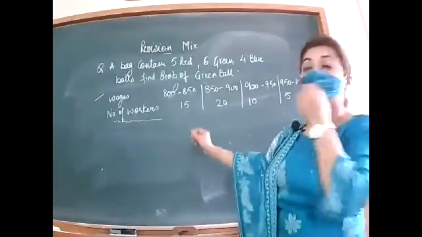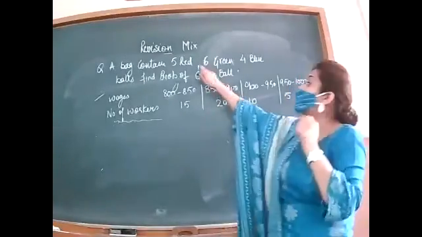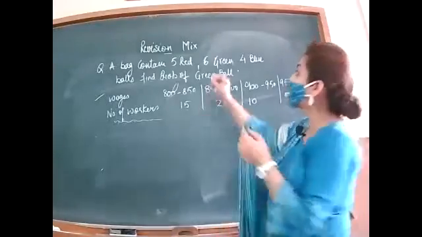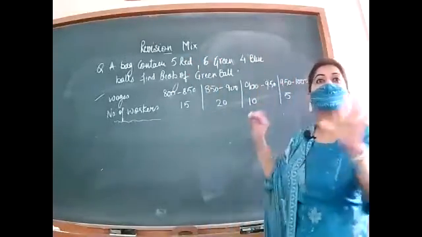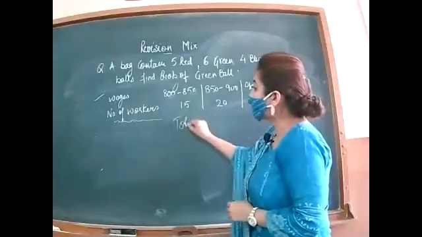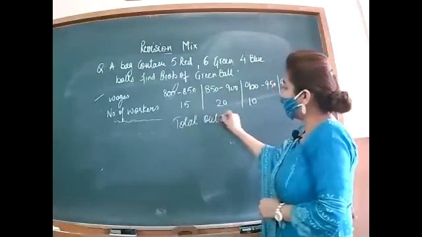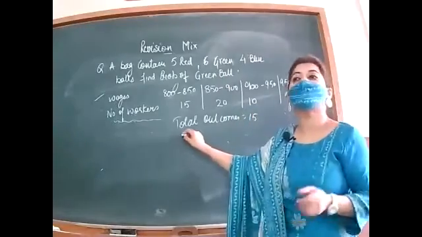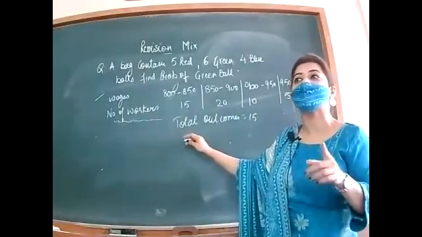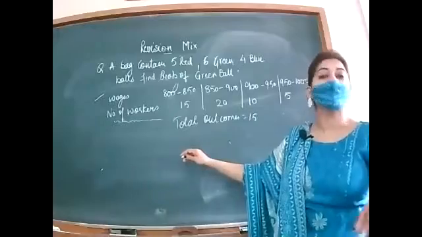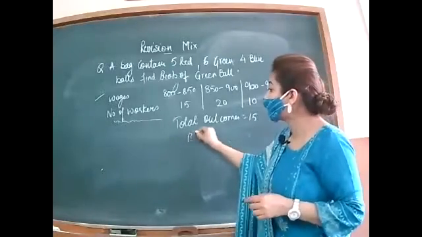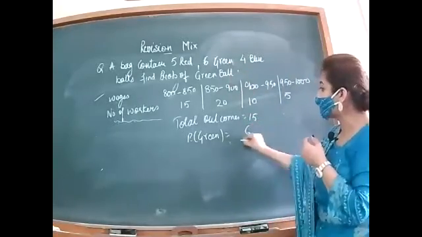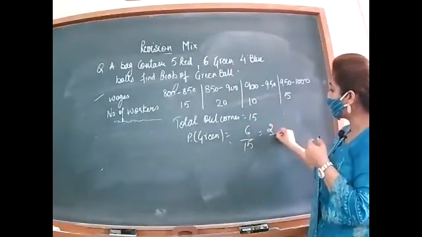What is the probability for the green ball? Firstly, you will write total outcomes. Total outcomes are 5 plus 6 plus 4, that is 15. Then you will write the formula for the probability: number of favorable outcomes upon total number of outcomes. Then you will write probability of green ball. Green balls are 6 upon total 15, which is 2/5.